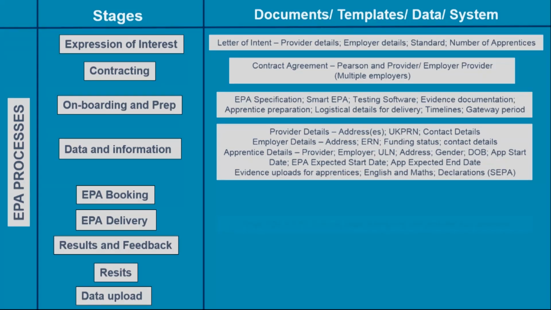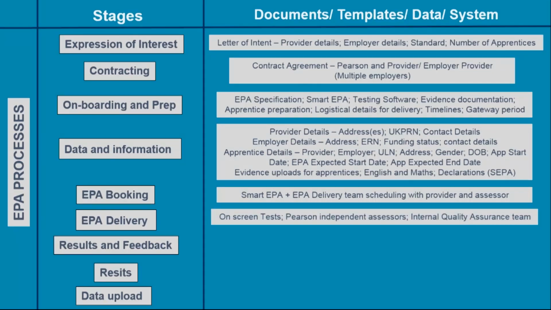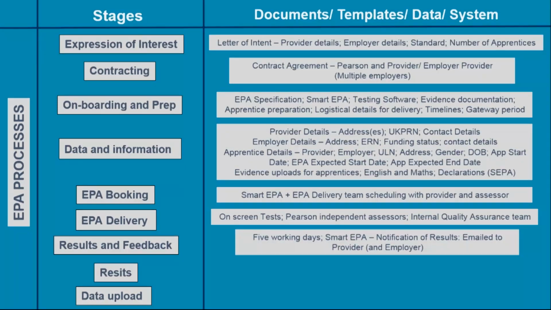Our EPA booking system, so we are using a combination of Smart EPA and, of course, our in-house EPA delivery team in order to schedule the dates in collaboration and in consultation with the provider and the assessor. The EPA delivery happens through on-screen tests, through us sending out independent assessors, and also having a backup team of internal quality assurance assessors as well. Results and feedback. Currently, our SLA is 5 working days, and we are sticking to that. Our notification of results would happen through the Smart EPA, and this would be via an email to the provider, and if the employer wishes, to them directly as well.